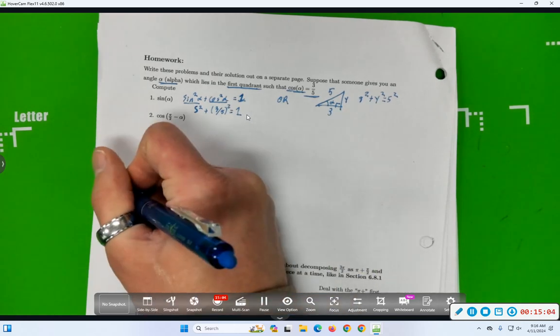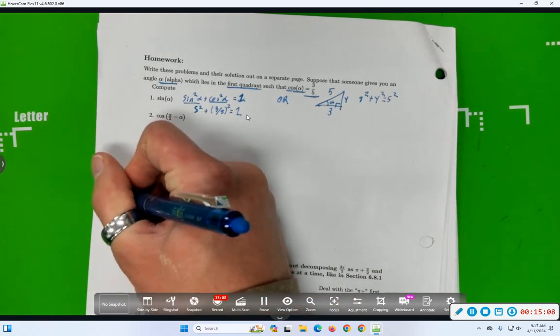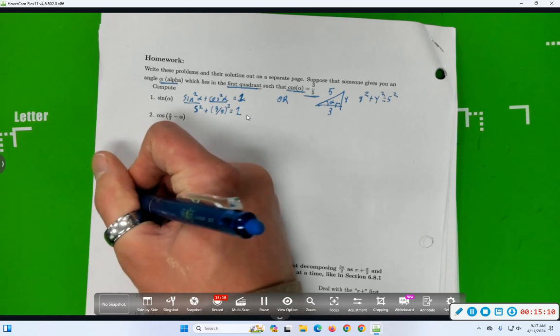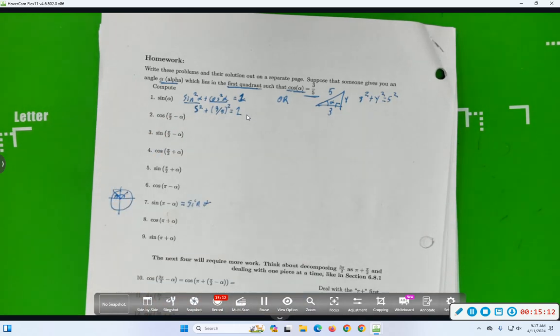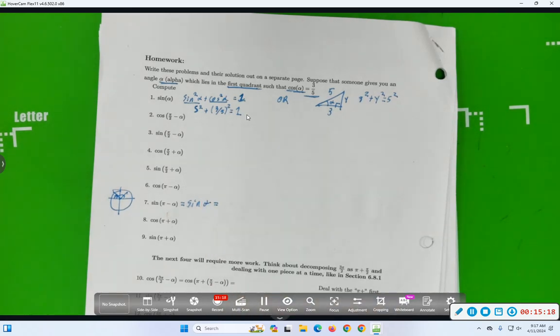And this is why it's worth redrawing the picture. Pi minus alpha is go this way and then back by alpha. Those two differ by reflecting over the y-axis, so sine should stay the same. Oh, do I already know what the sine of alpha is? What is it? I didn't write it down.